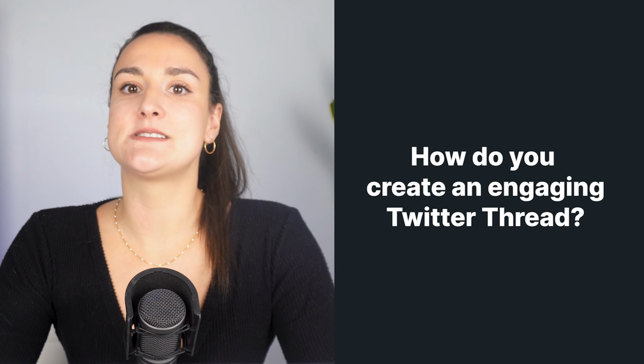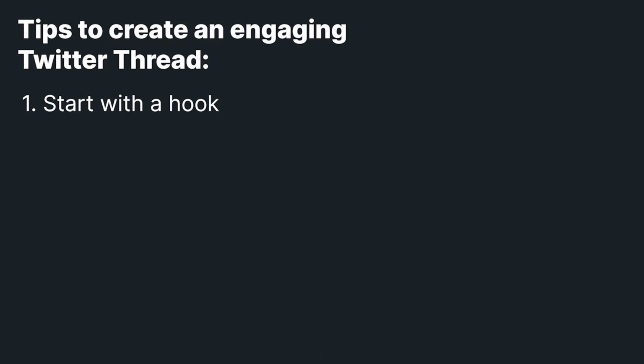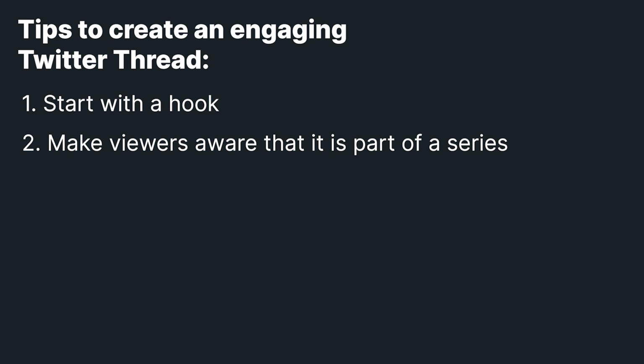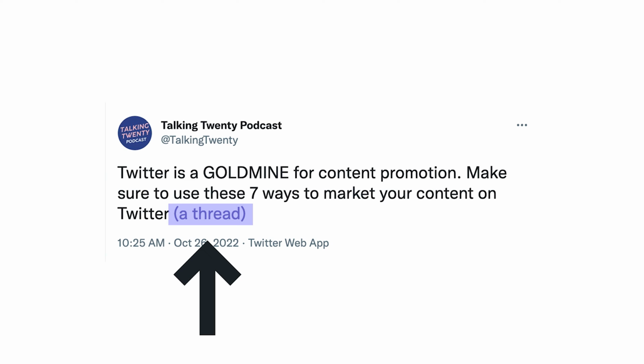Let's go through some tips to make an engaging Twitter thread. Start with a hook. You want to get the audience interested enough to press the Show This Thread button. Make sure people know that the tweet is part of a series. To do this, make sure to include the thread emoji or write a thread in brackets following the first tweet.